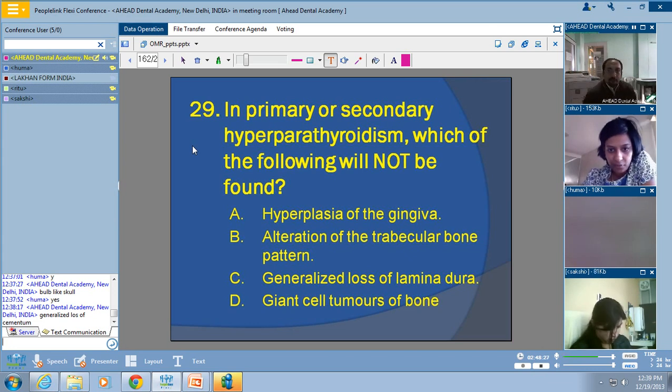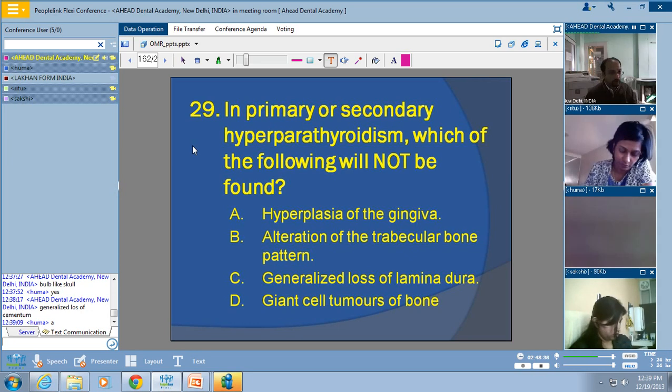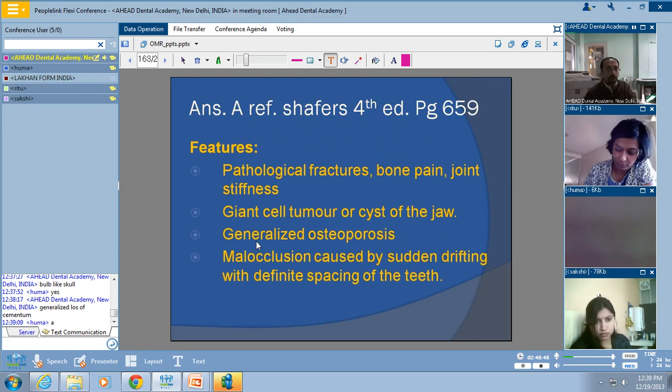It is choice A. Remember, in hyperparathyroidism, we come across altered bone pattern. We come across generalized loss of lamina dura. As I've been telling you, giant cell tumors of the bone. And the only feature which is not seen is gingival hyperplasia. The gingiva is not at all affected. And all these conditions are also seen: osteitis fibrosa cystica, brown tumors, all these features are seen in these patients.